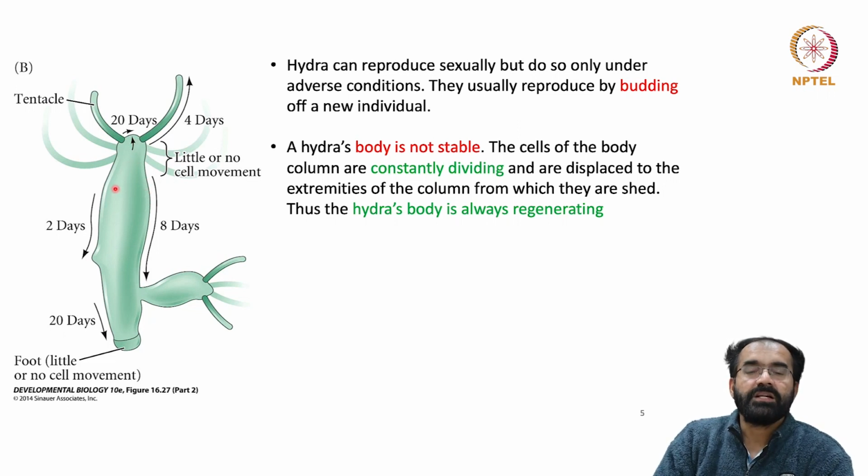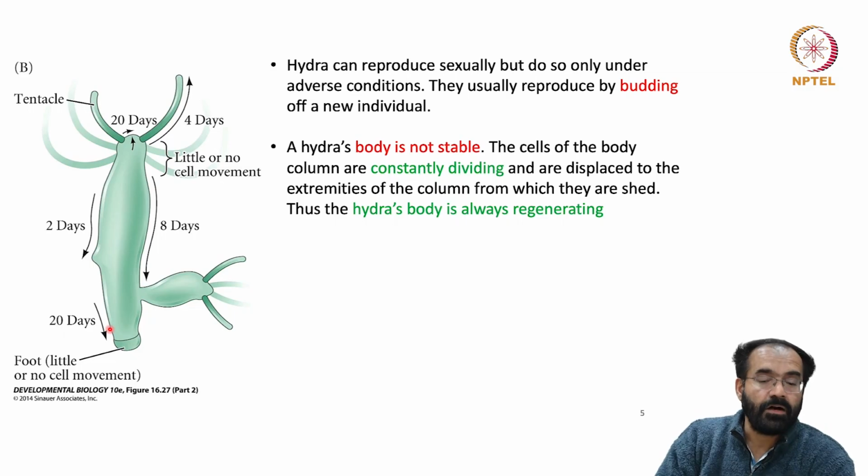And here somewhere in the middle region, somewhat the chest region if you compare to that of a human, around 8 days it takes to reach all the way up to the budding region. Here it takes around 2 days to reach all the way up here. And from this lower mid region to the foot, it takes 20 days. That means although the distance is short, the movement is slow.